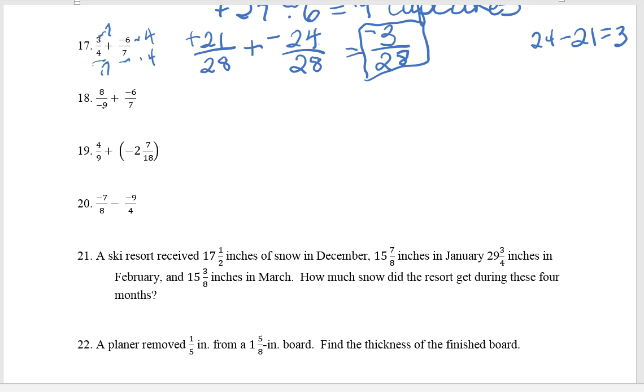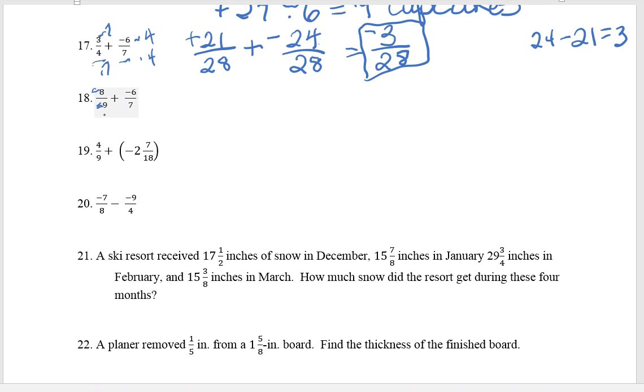Now if I look at 18, I've noticed that the negative is on the bottom. That is confusing to me. So it is perfectly legal to take that negative and just move it up on the top. That keeps my signs all together. If it's a negative, it stays on top. If it's a positive, it would be on top.